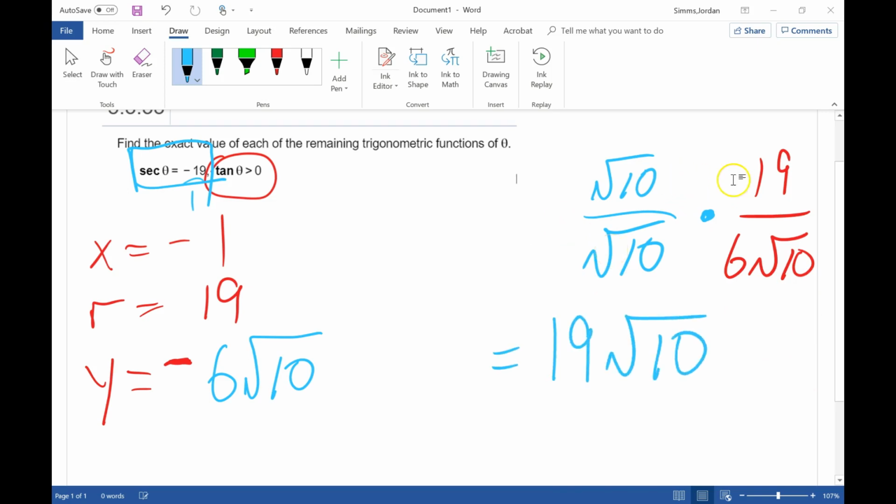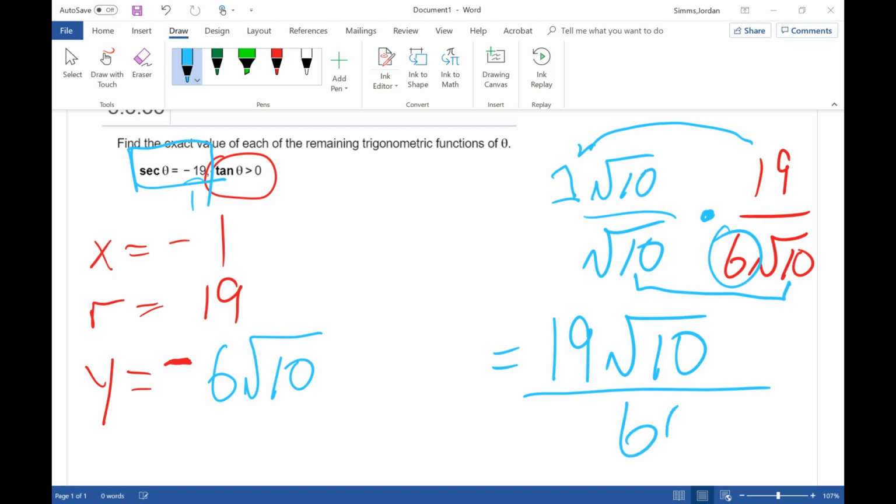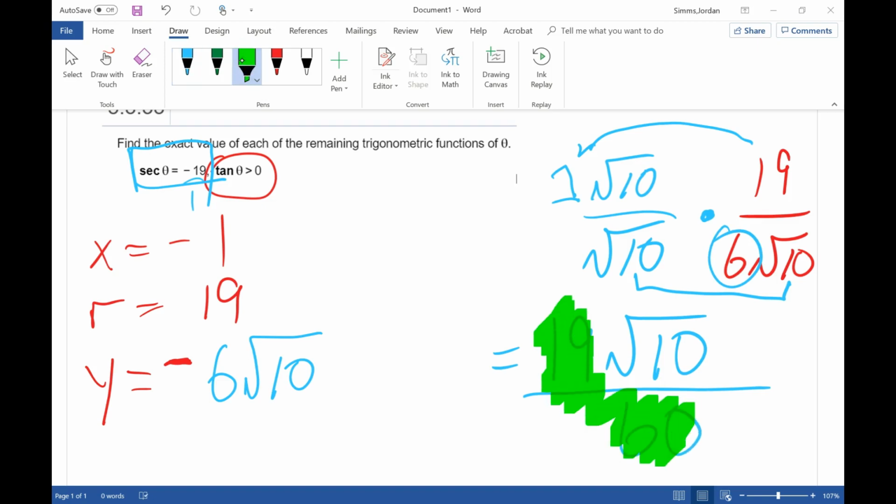Now keep in mind these are two different species of numbers, right? This is an irrational number, a decimal that goes forever. This is just a nice whole number. So this 19 actually interacts with this coefficient of 1, which we never write. So that's how I get the 19 root 10. Now down below, we're going to have root 10 times root 10, which is root 100. Square root of 100 is 10. 10 times 6 is 60. And it's always a good idea to look and reduce this little fraction, but 19 is a prime number, so there it is. That's going to be our cosecant.